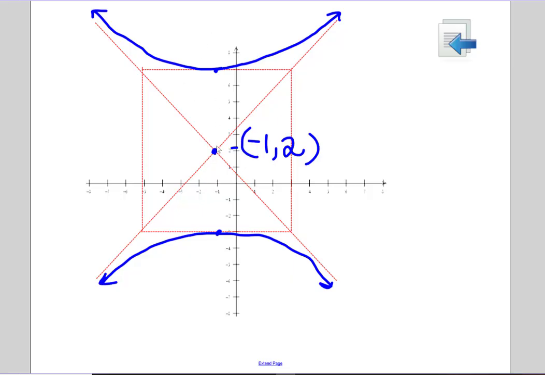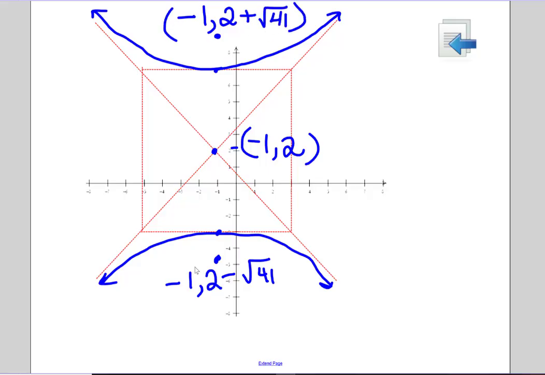So 6.4, almost there. And then 5, 6.4, almost there. So our focal points, one of them is going to be (-1, 2) where we subtract the square root of 41. And this one would be (-1, 2) where we add the square root of 41. So we can go back and finish those out.